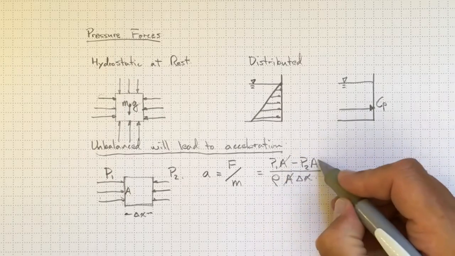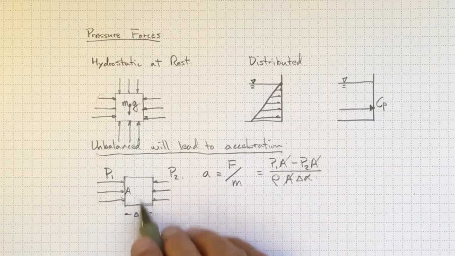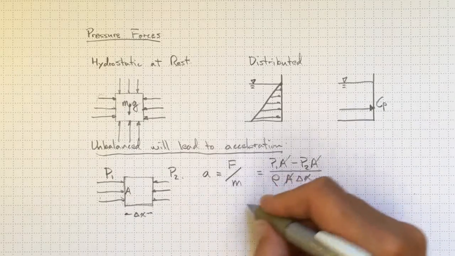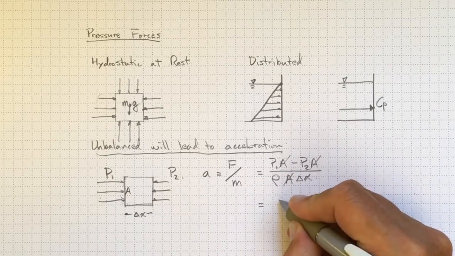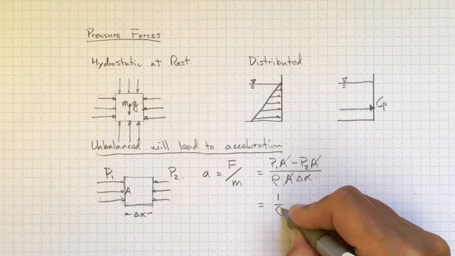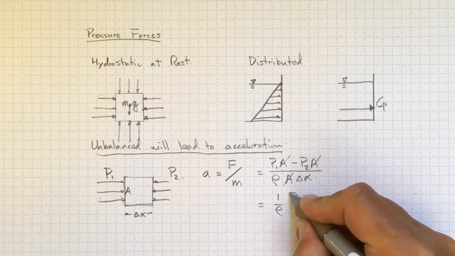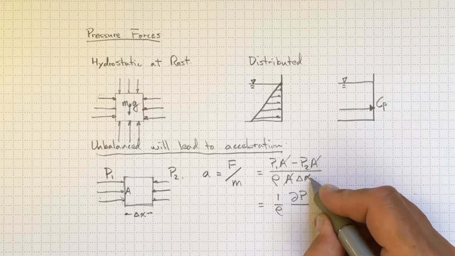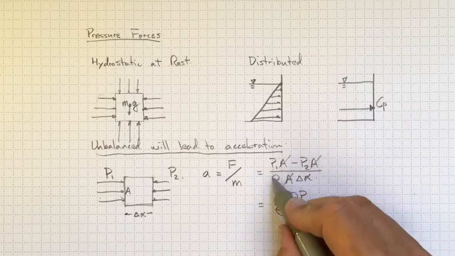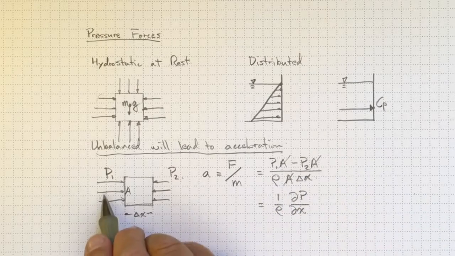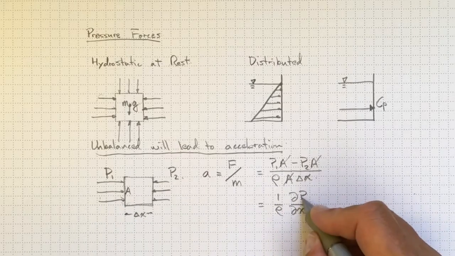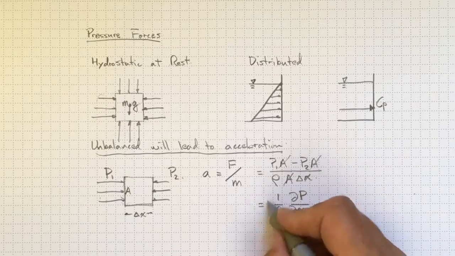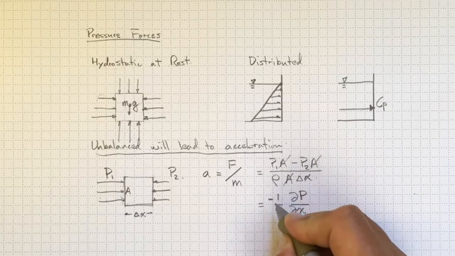The A's will all cancel out, regardless of what size this little box is, and we'll wind up with that acceleration equal to 1 over rho, the pressure difference, divided by the difference in distance delta x. And actually, P_x, in this case, P is decreasing with positive x. It's a negative number, and that's where we get that negative sign.